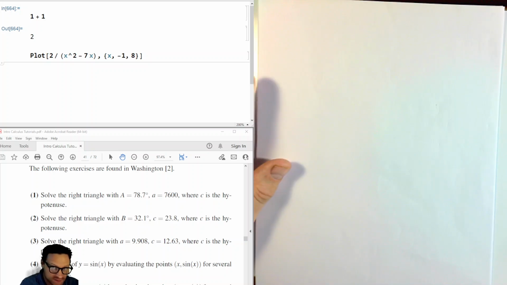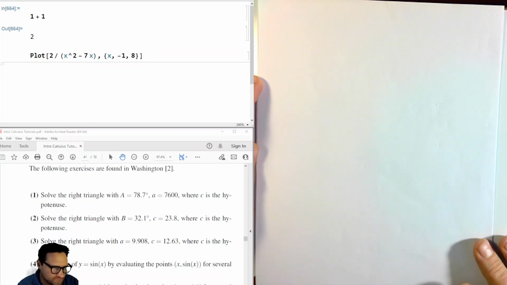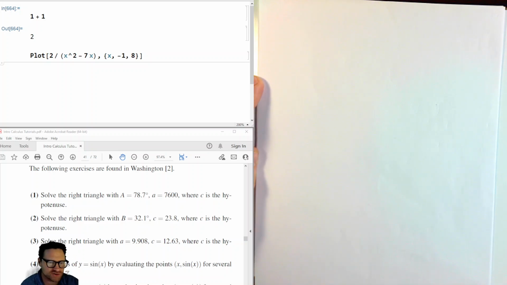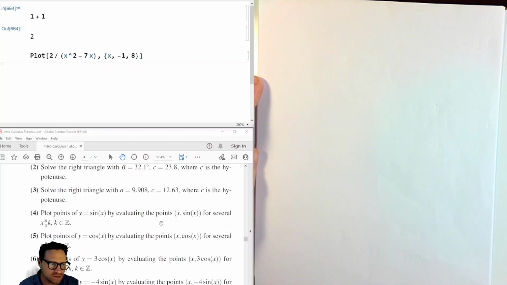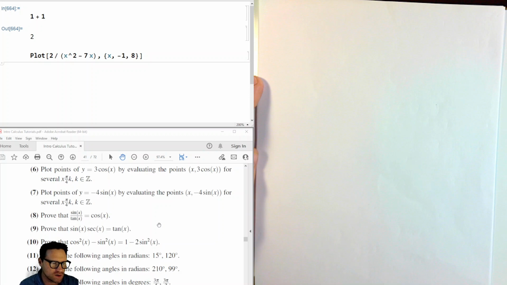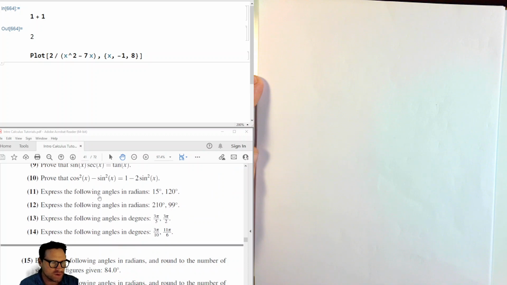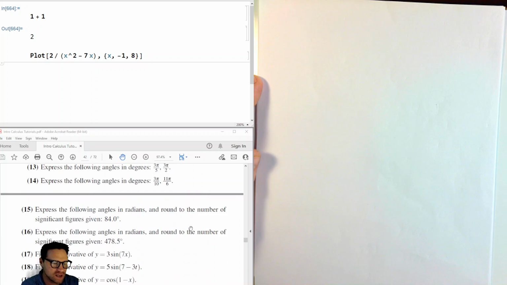Welcome! In this elementary calculus tutorial, we are going to solve a few problems to do with basic triangles. We're going to plot sine and cos. We are going to prove some basic trigonometric identities. We're going to express some angles in radians and express some angles that are presented in radians in degrees.